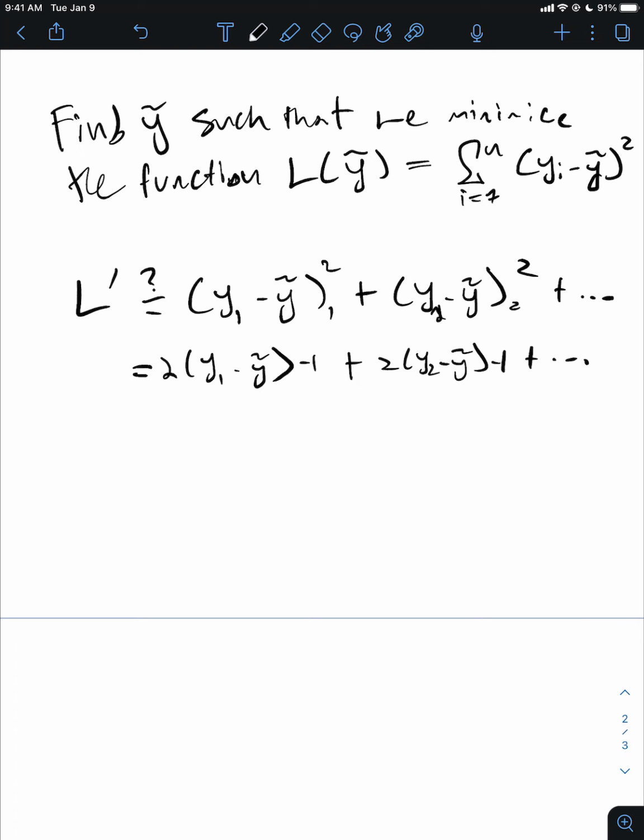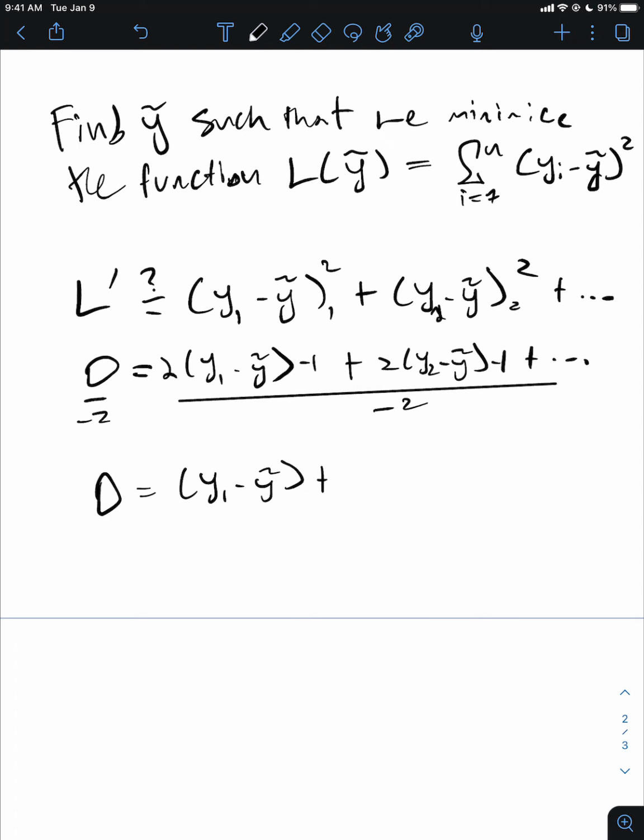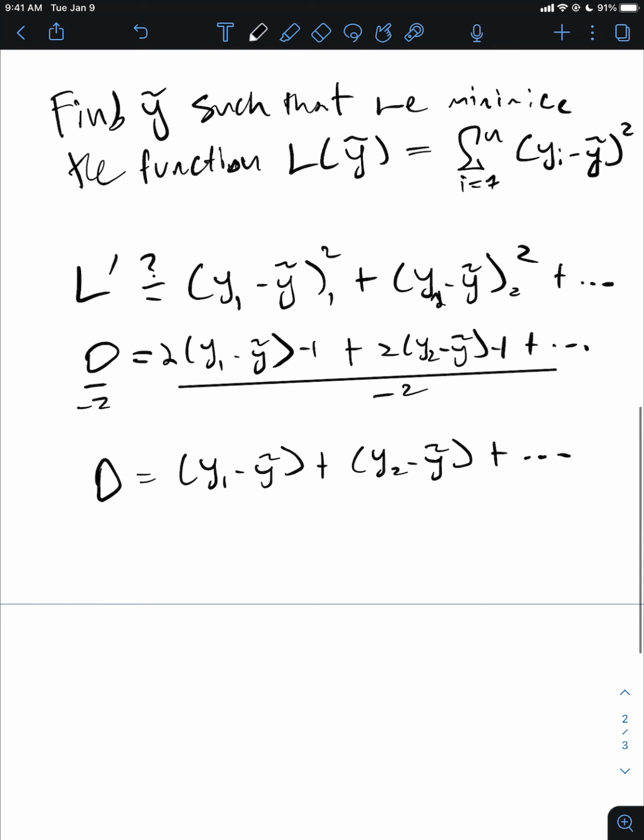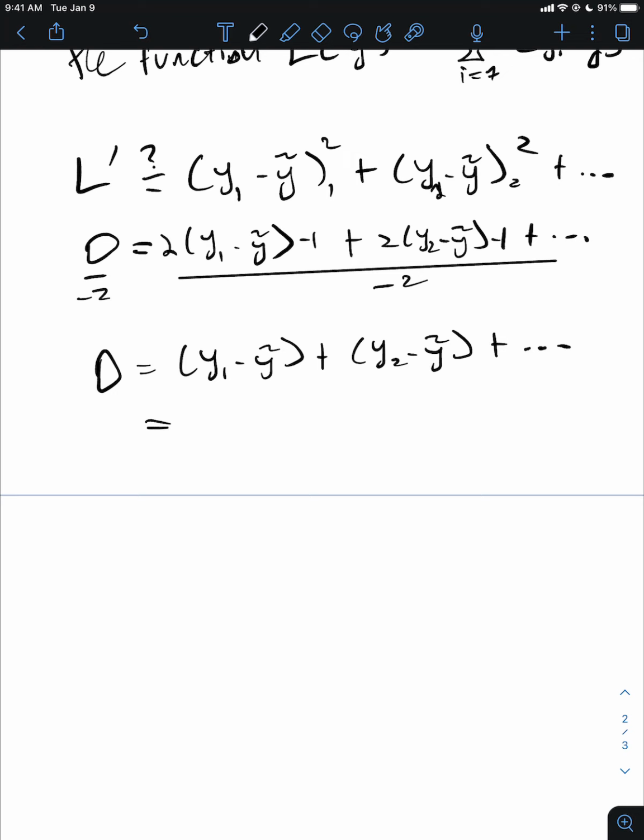And you can immediately see, we want to set this equal to 0, that we can just divide these coefficients in the front, so it technically becomes a negative 2 in front. So we can divide both sides by negative 2. And what we end up with is the following. Now this becomes pretty simple. This is clearly just the sum of two things. This is equal to the sum over the yi's minus the sum of y tilde, n times.